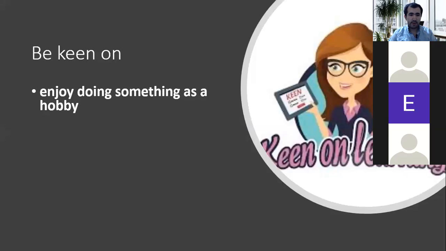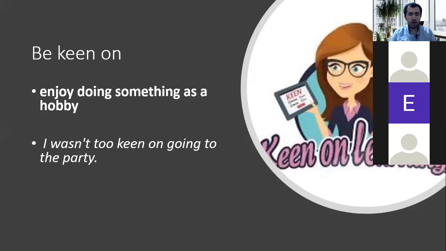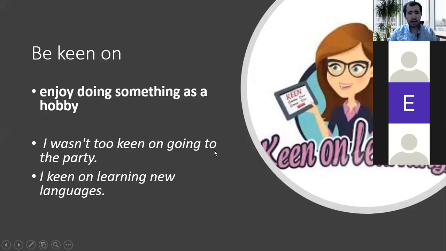Be keen on. Enjoy doing something as a hobby. I wasn't too keen on going to the party. Like I didn't care about doing this, because we use the negative. Keen on means you enjoy doing something, so wasn't keen on means you didn't enjoy doing something. I'm keen on learning languages, for example. This means I enjoy learning languages.